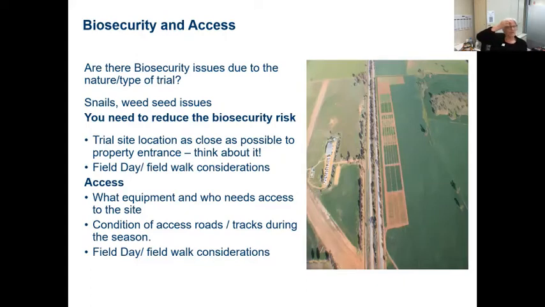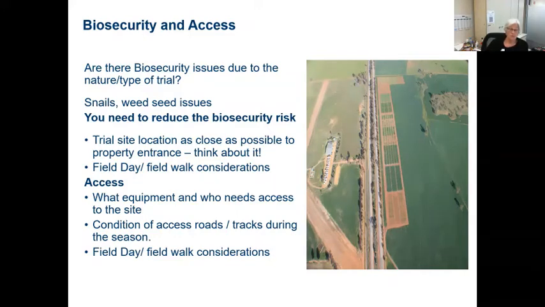Biosecurity and access is very important. Any issues with pests and diseases is something that we like to put forward. Trial site location, all of those things with the farmer. How you're going to access, where you're going to access, how you are going to look at field days, field walks, and considerations for all of those access points during the year.